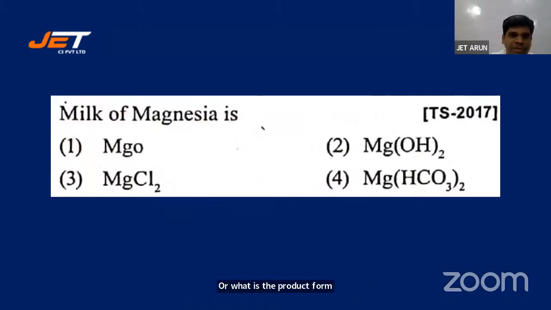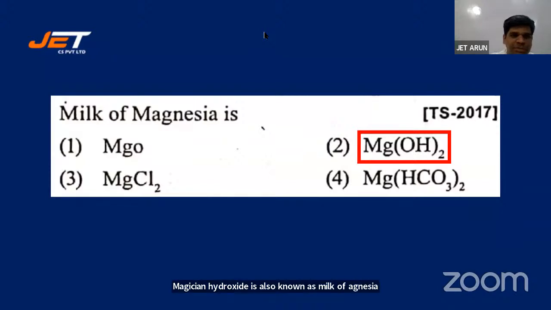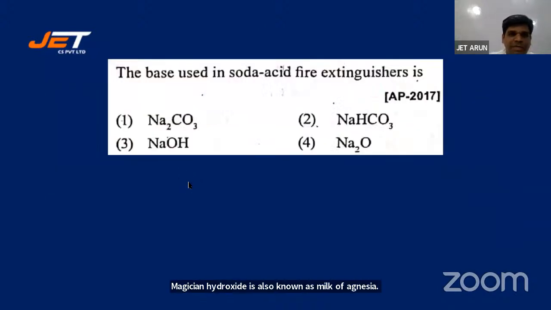Let's go for the next one. Milk of magnesia is what? What is the other name for these compounds shown in the options? Let's see the answer. Magnesium hydroxide is also known as milk of magnesia. Yes, good, 2. All right, let's go for the next one.